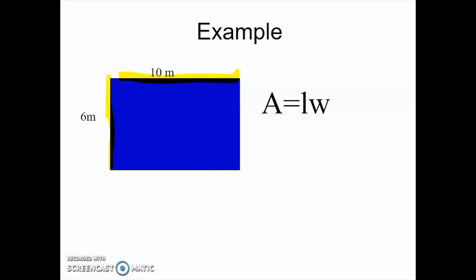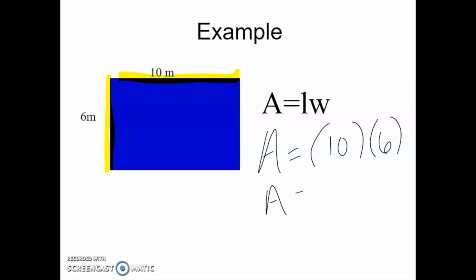And so what we're going to do is we're always going to start by writing our formula, and then we're going to plug those numbers into our formula. So for our first example, we would have area equals 10 times 6. And then we can do our multiplication. 10 times 6 is 60.